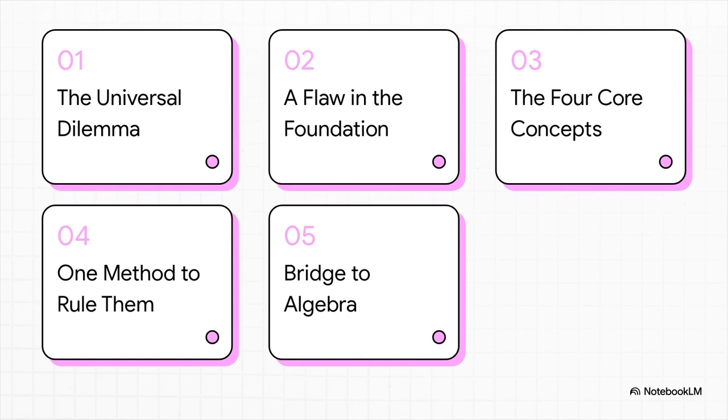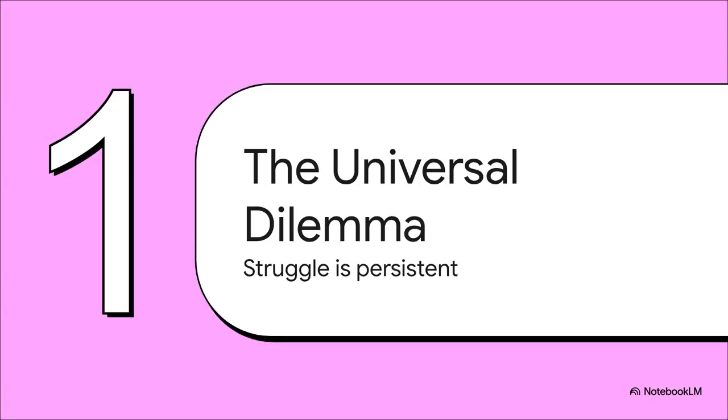All right, so here's our game plan. First, we're going to put a name to the problem so many of us face in the classroom. Then we'll uncover a surprising, hidden flaw in how we've all been taught to teach decimals. After that, we'll build a powerful four-part solution, see how one simple method can fix those common errors, and then, this is the cool part, we'll reveal how all of this is a secret bridge to get your students ready for algebra. So let's start with part one, the universal decimal dilemma.